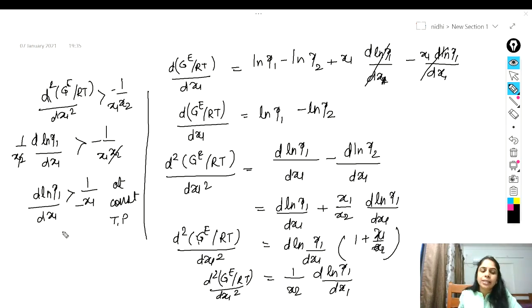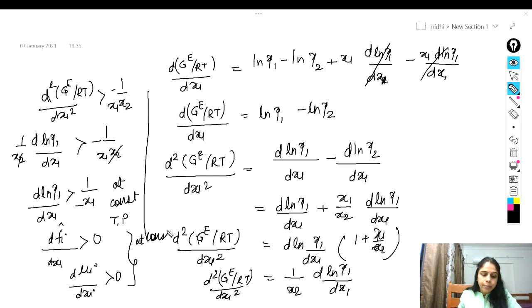You can also write other stability criteria like d mu upon dx1 greater than 0, d mu i upon dxi is also greater than 0, and all the conditions at constant temperature and pressure. So three criteria for stability. And the last two equations say that the fugacity of components in a stable solution always increases with increase in concentration. So these are the three conditions for stability.